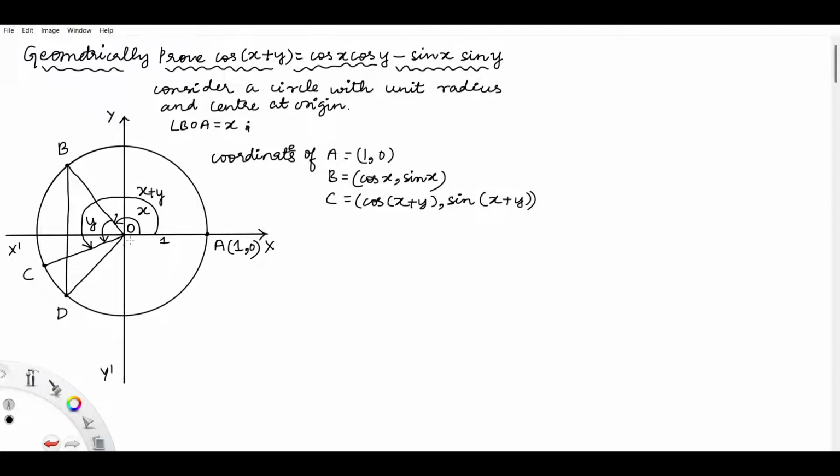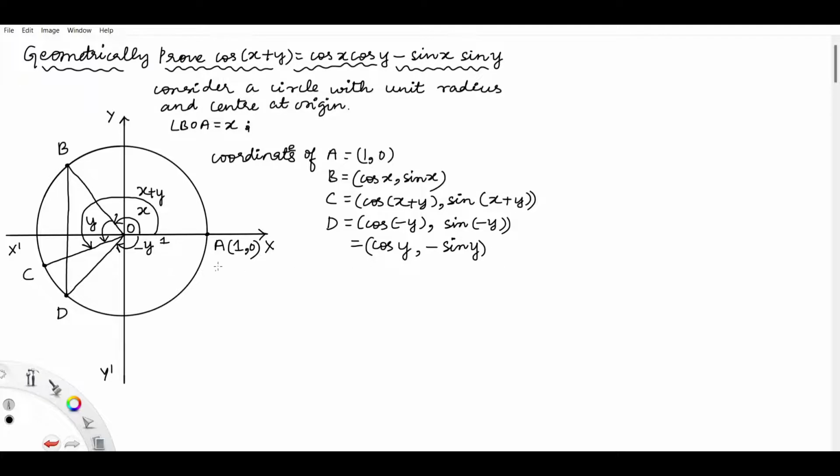D and O I am going to join, and let me call this angle as minus y. I am measuring it in the clockwise direction. That is why the angle is going to be negative. Now similarly, the coordinates of D can be cos of minus y and sine of minus y. We have learned that cos of minus y is nothing but cos y. Cos of minus theta is cos theta. But sine of minus theta is going to be minus sine theta. So the coordinates of A, B, C and D are clear in these steps.